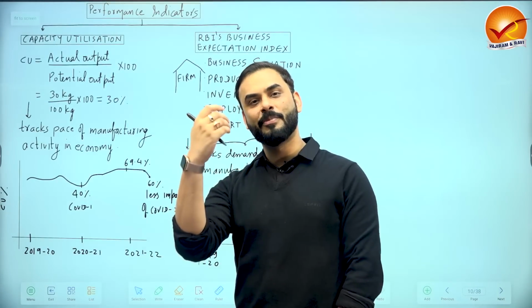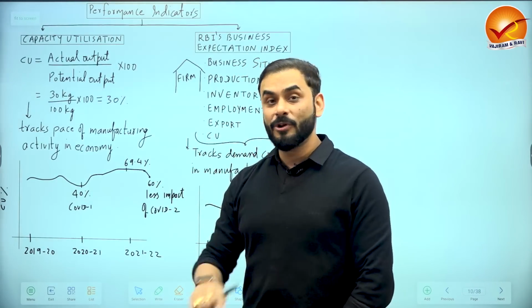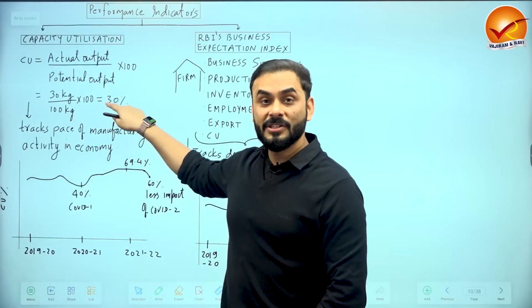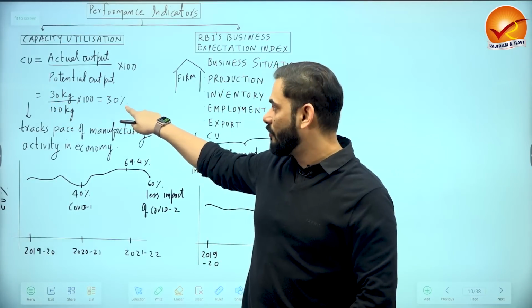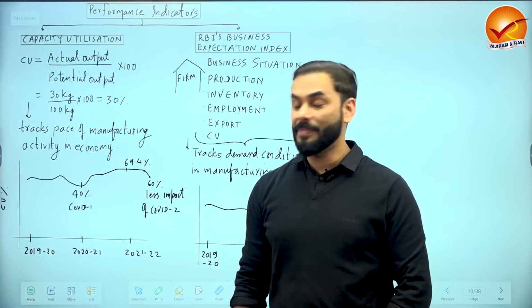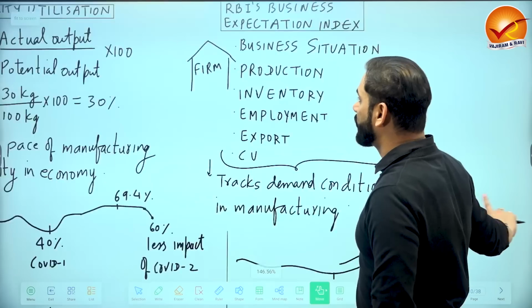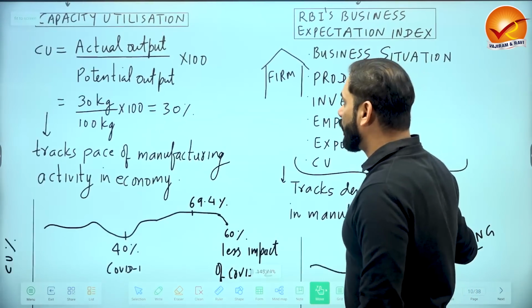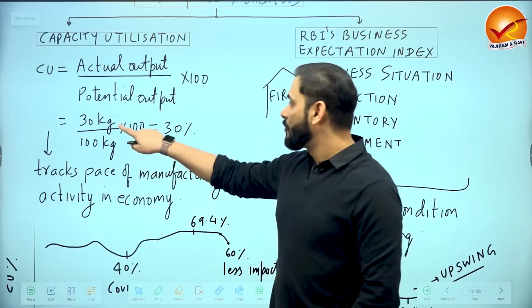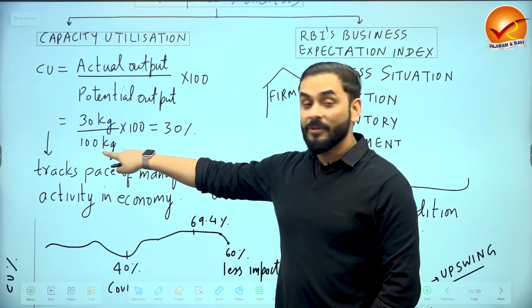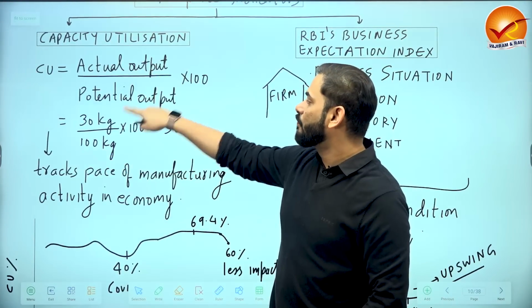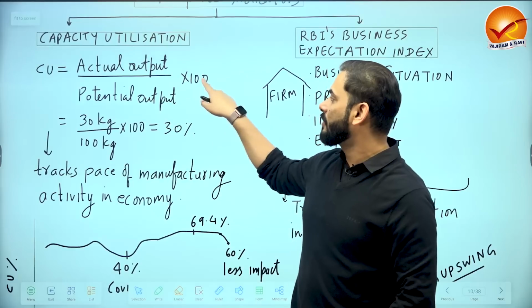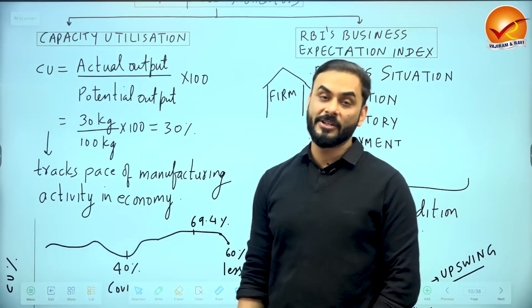Similarly, if the capacity of Indian industries is to produce 100 kilogram output, whatever it is, suppose 100 kilogram production is the capacity, but they are producing only 30 kilogram, which means what is the capacity utilization? Only 30%. And what is capacity utilization? Capacity utilization would mean that their potential is to manufacture 100 kilogram, but their actual output is only 30. So actual by potential into 100 is called capacity utilization.